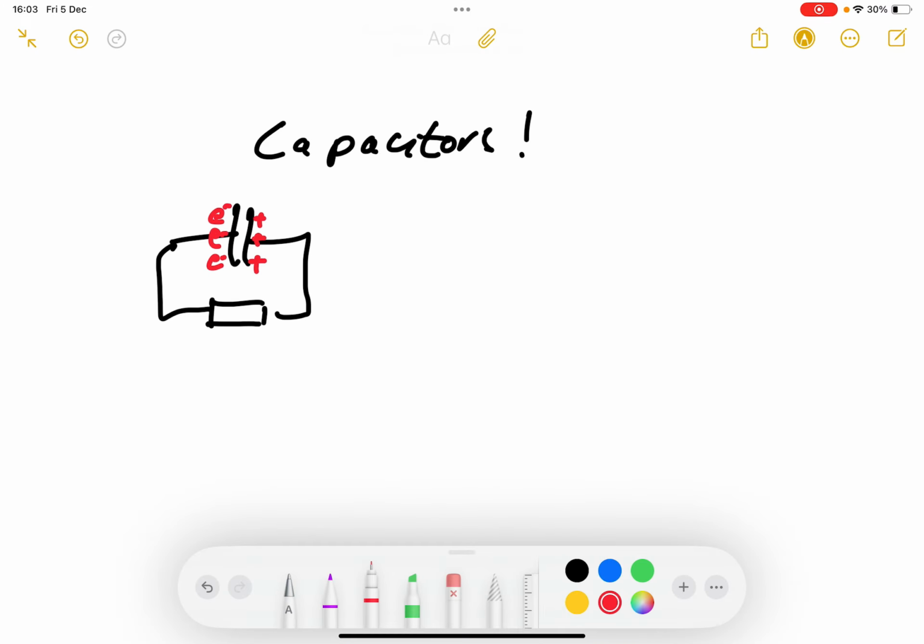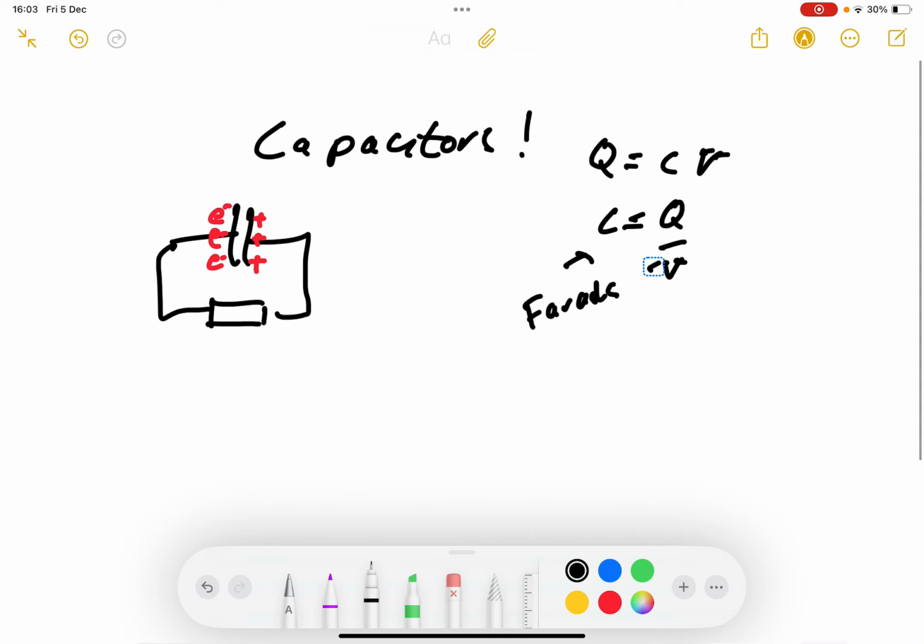Okay, welcome along to another blurting video, this time on capacitors. As ever, I think we'll just get out the really straightforward equations to start with. So the definition of capacitance is from Q equals CV, or C equals Q over V. This is measured in farads, and it's the amount of charge a capacitor can store at 1 volt.